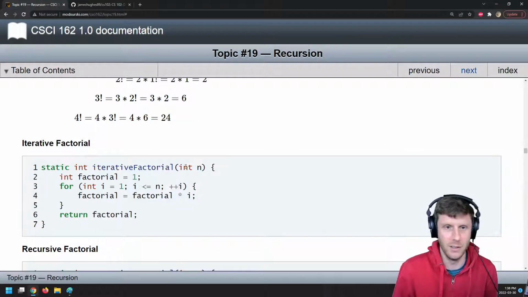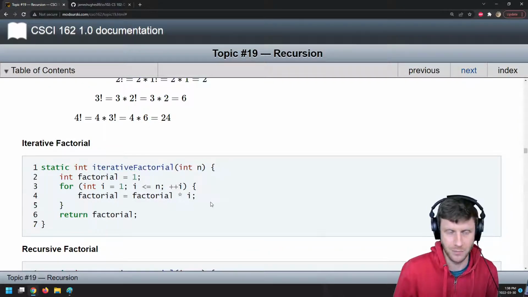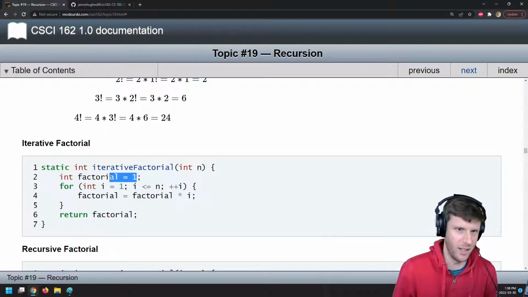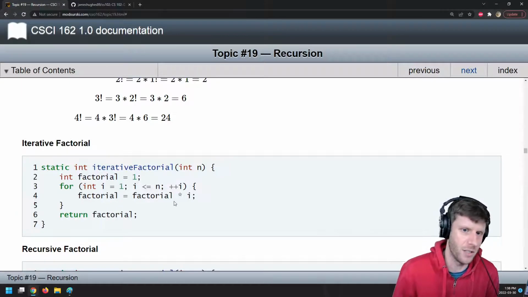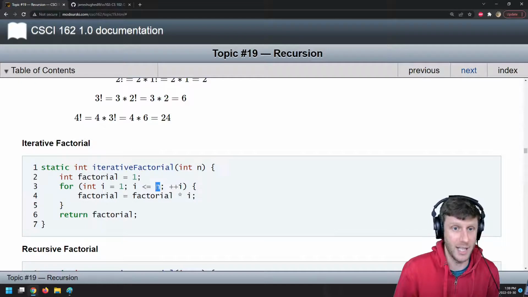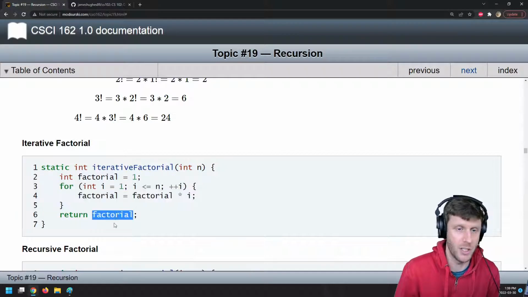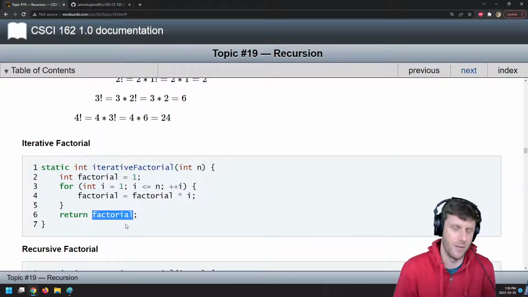Iterative factorial, it takes some integer n. I'm going to create a variable called factorial, start it at 1. And then I'll start i at 1 too, just for ease, and say, well, while i is less than or equal to n, factorial equals factorial times i. And then once we're done this loop, we return whatever the factorial is.